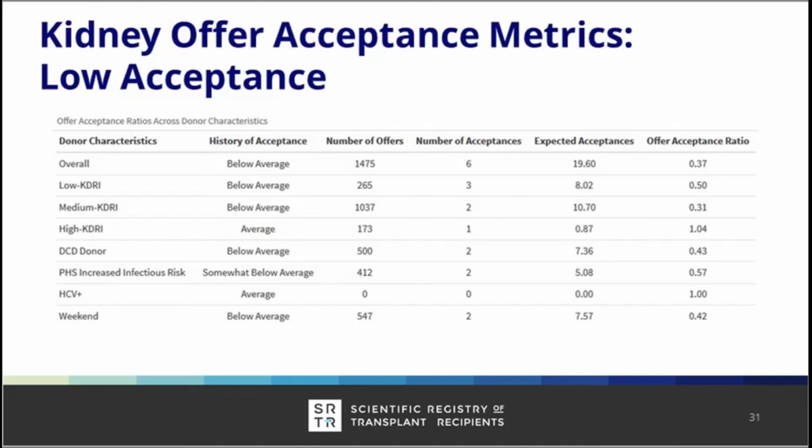And when you look at the subcategories of offers, for example, the low KDRI grouping, their offer acceptance is about half. Interestingly, for the high KDRI row for this particular program, they accepted 1 and we expected about 1, so their offer acceptance ratio is right about 1. So it doesn't appear to be their high KDPI offers that are being turned down at a higher rate. It appears to be more directed at the mid to low KDPI offers. And then, of course, we have the other categorizations as well. This program didn't receive any hepatitis C positive offers during this time frame, so 0 and 0, and their weekend acceptance is about in line with their overall acceptance in this case as well.